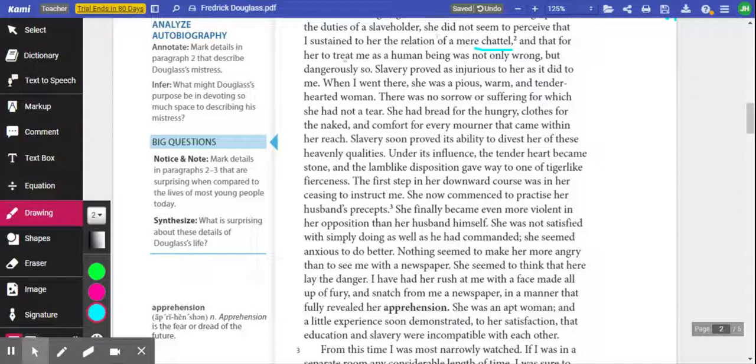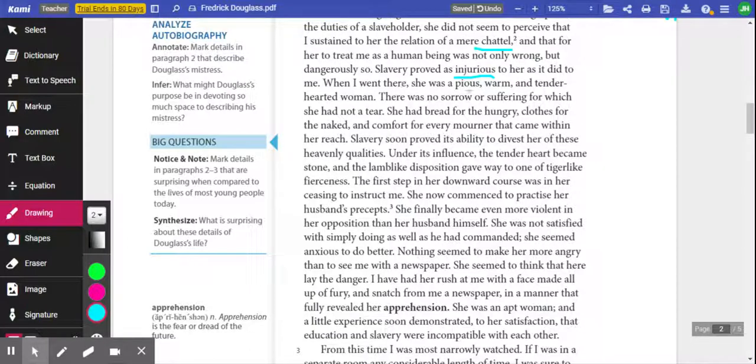So she did not seem to understand that I was her slave, and that for her to treat me as a human being was not only wrong, but dangerously so. Slavery proved as injurious to her as it did to me. So injury, maybe a word gap, but it reminds us of the word injury. So it hurt her as much as it did Frederick Douglass.